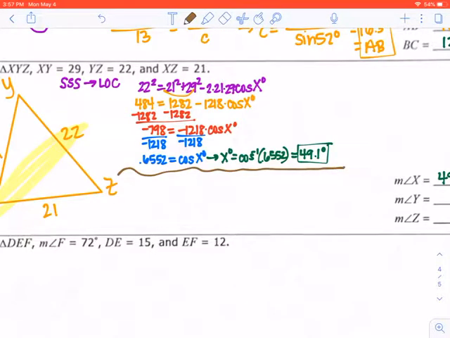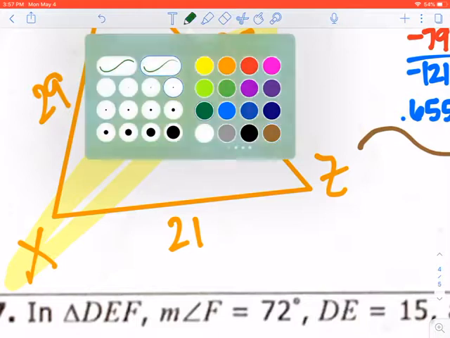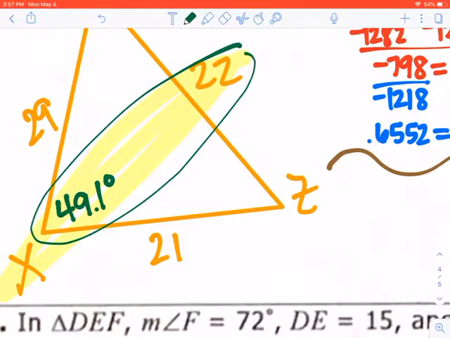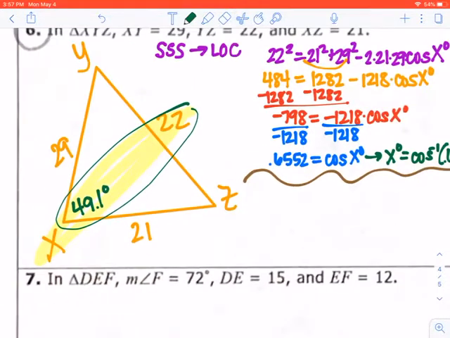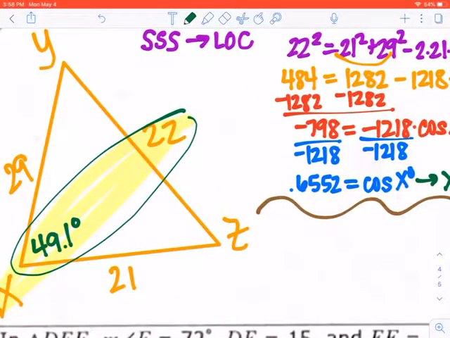It's up to you on this one. You can do another law of cosines, or now that you have an angle side pair, you know that this angle here is 49.1 degrees. You can actually use law of sines because I have this angle side pair here. Okay? So that's what I'm going to do, because I like law of sines a little bit more than cosines for some reason. So I'm going to do law of sines.